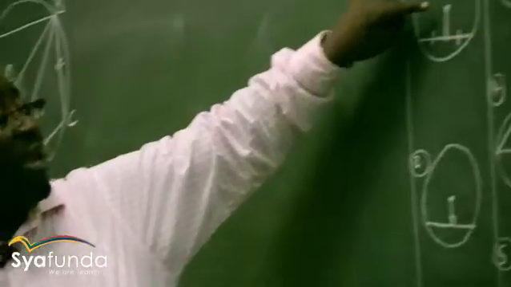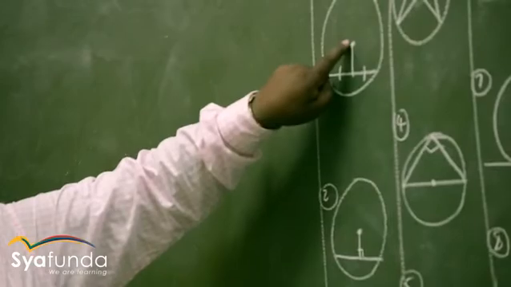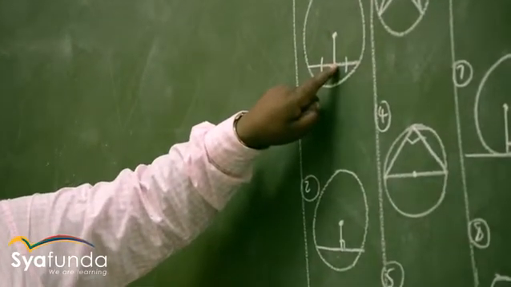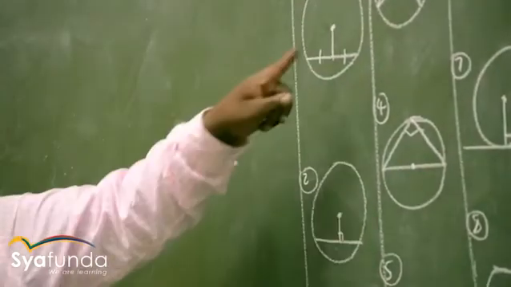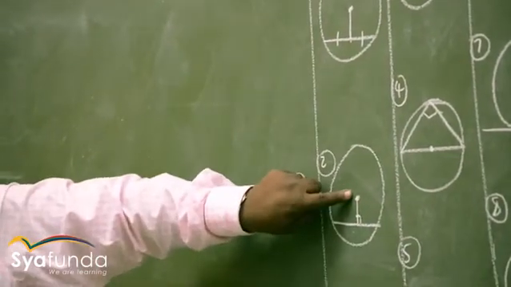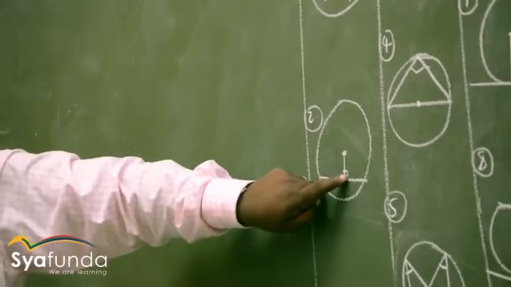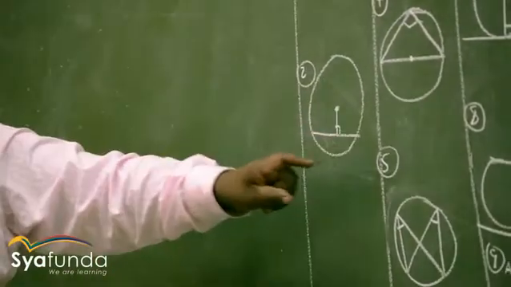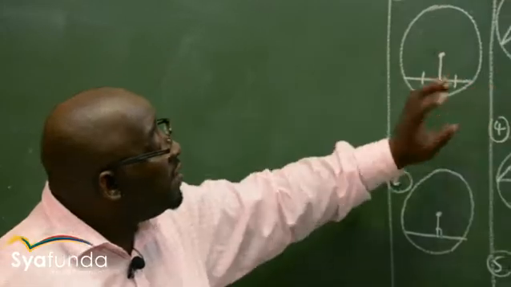Remember this one. Whenever I've got a line that is drawn from the center of a circle to the midpoint of a chord, it will be perpendicular to the chord. It tells us this is 90 degrees. But if we are given 90 degrees here, and this line is coming from the center of a circle, perpendicular to a chord, it will mean that this side is equal to this side.